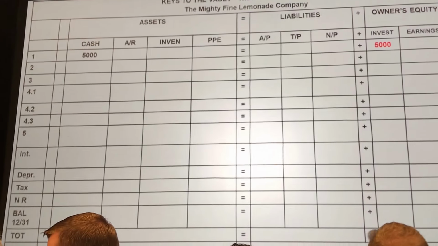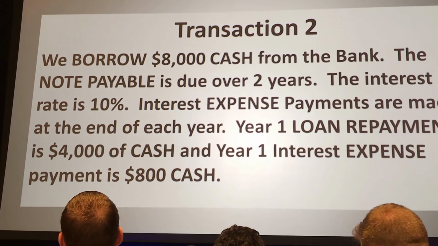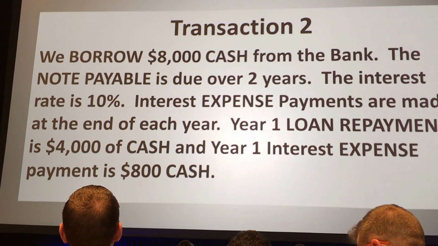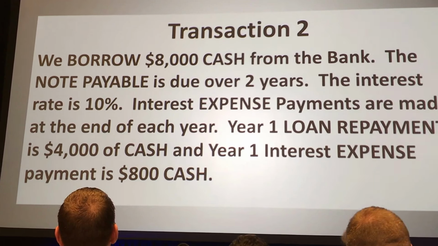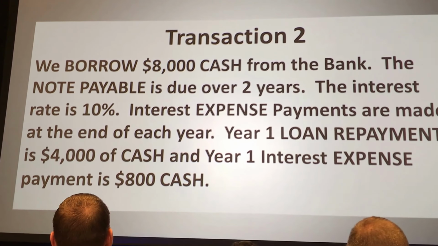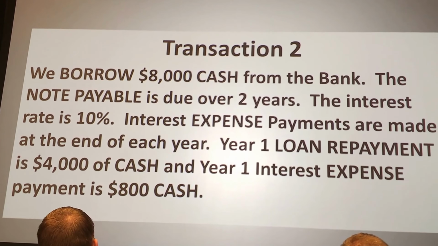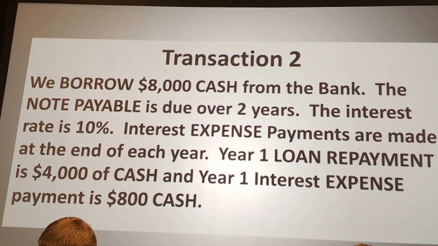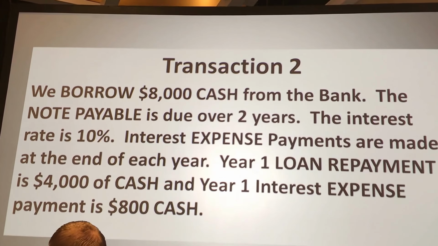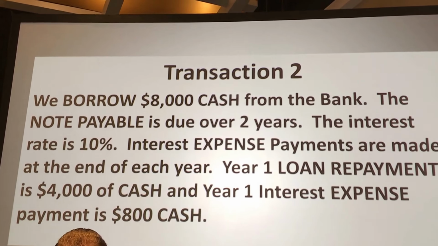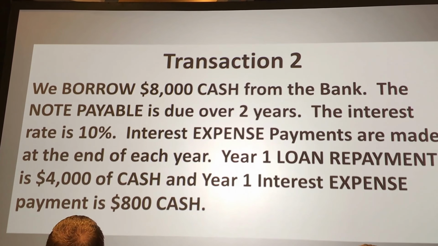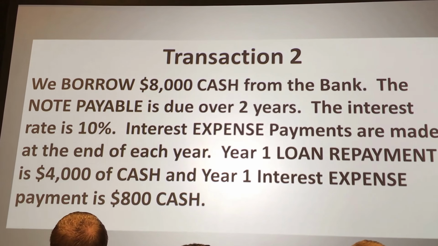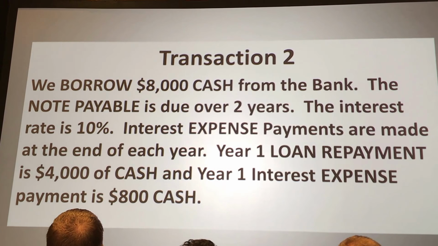Here we go, transaction number 2. Holy cow, that's a lot of words. We borrow $8,000 cash from the bank. The note payable is due over 2 years. The interest rate is 10%. Interest expense payments are made at the end of each year. Year 1 loan repayment is $4,000 of cash, and year 1 interest expense is payment of $800 cash.